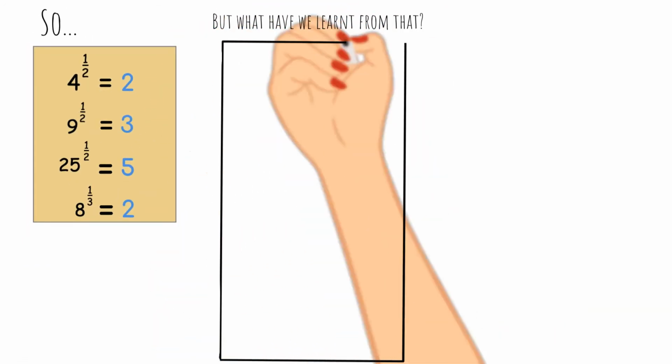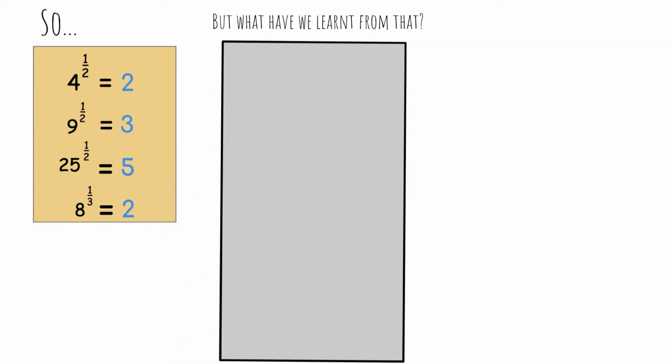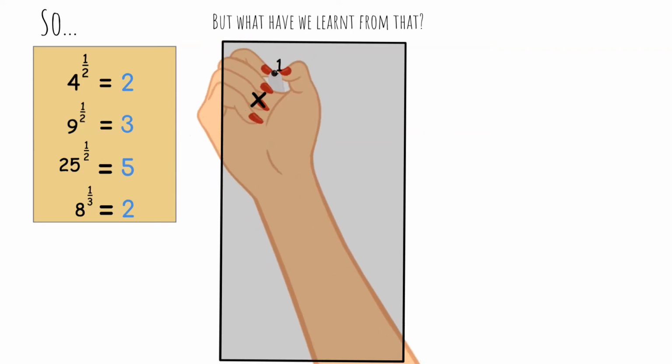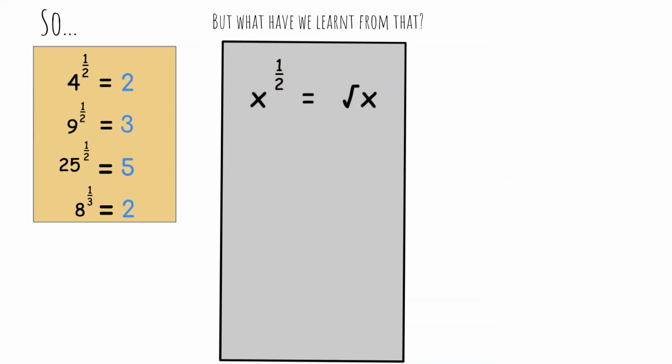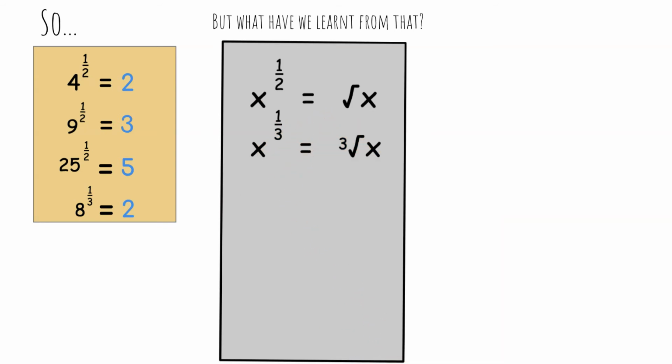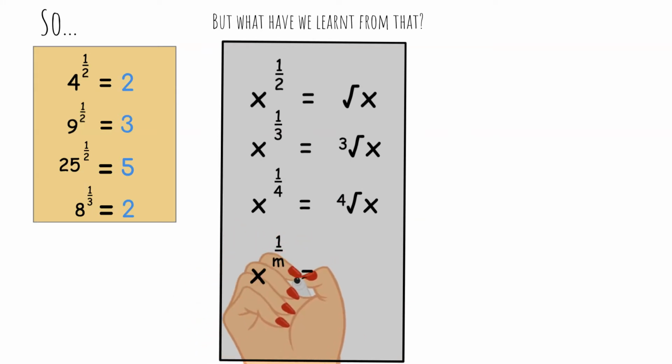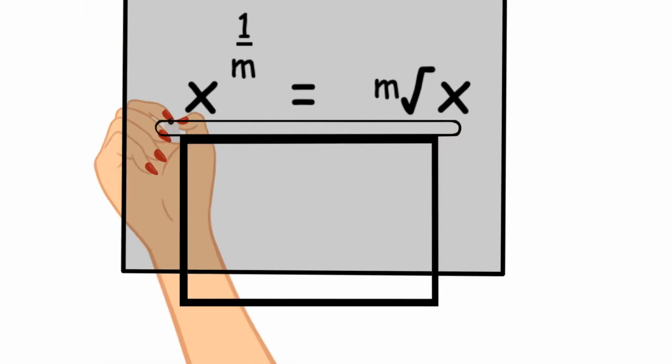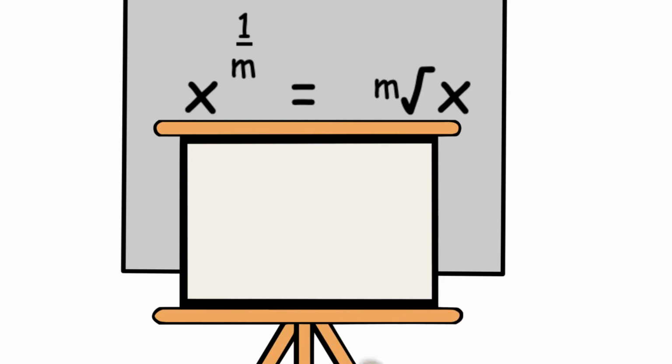Well, hopefully you should be able to conclude that if I have a number and I want to raise it to the power of a half, then I just square root that number. If I have a number and it's raised to the power 1/3, I cube root that number. If I have a number and it's raised to the power 1/4, I find the 4th root. Which means if I have x to the power of 1 over m, I need to find the mth root of x. Here's a tiny little task to see if you have grasped that concept.